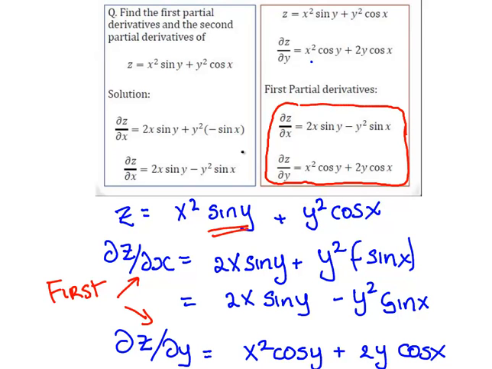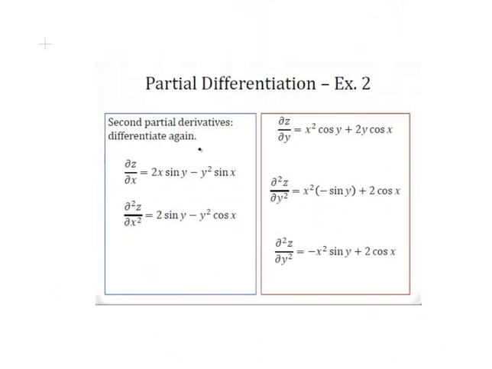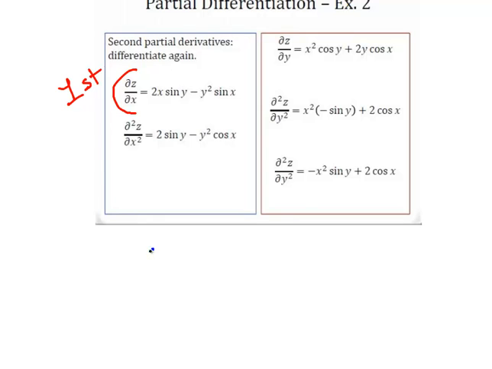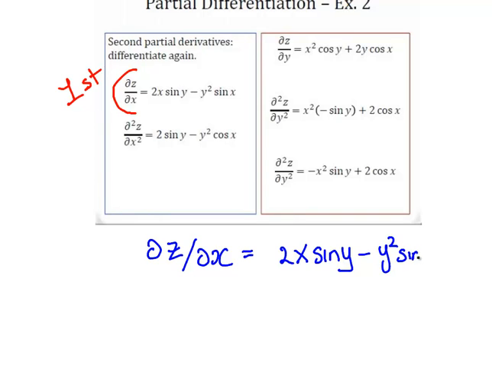I've talked about the first one, and I just let the second one be because it's very similar to the first. Let's go on to the next page. So starting from this point, this is the first partial derivative, and what we're going to do is get the derivative of that with respect to x again. So, starting off, the derivative of z with respect to x equals 2x sine y minus y squared sine x.